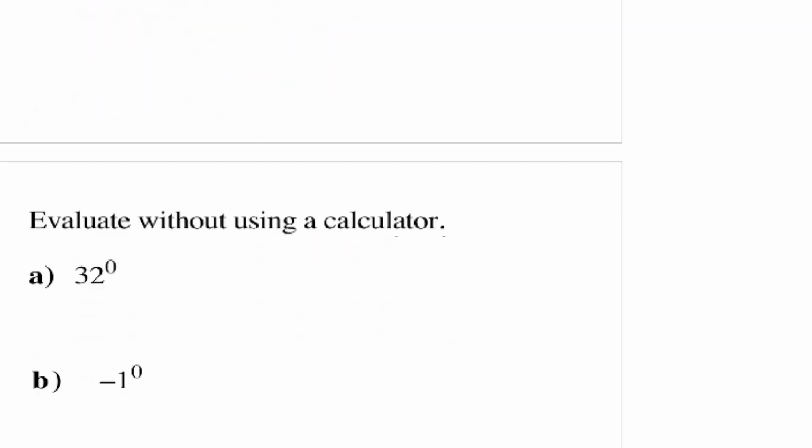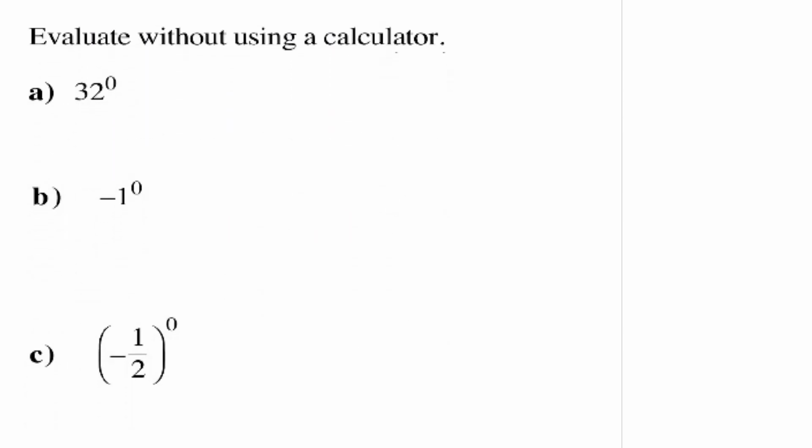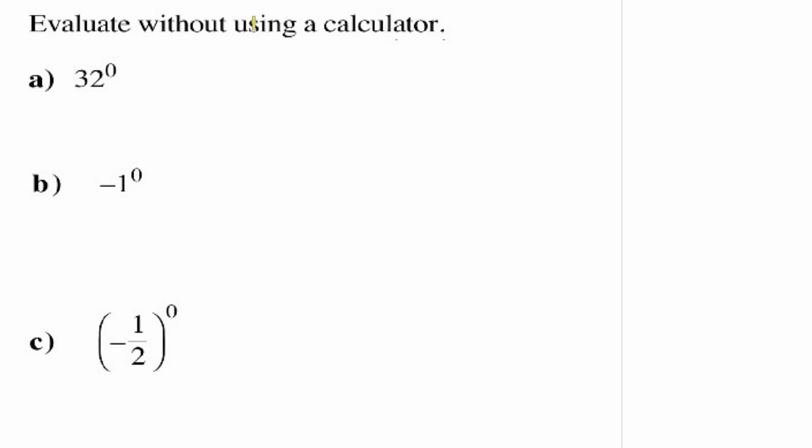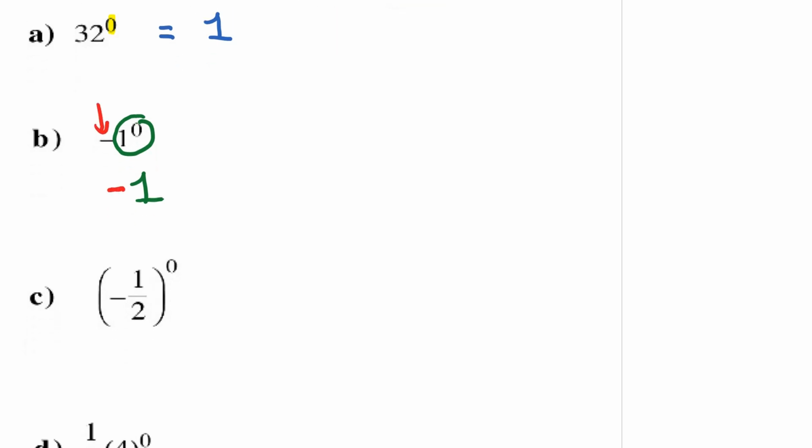Okay, let's move on to a few more. So question number 7, we need to evaluate without using a calculator here. A general rule here is anything to the power 0 is always going to be 1. So 32 to the power 0 is going to be a 1. Okay, and for letter B there, this part right here in green, that's the 1. But then you have this negative sign that's tagging along, so that's -1.